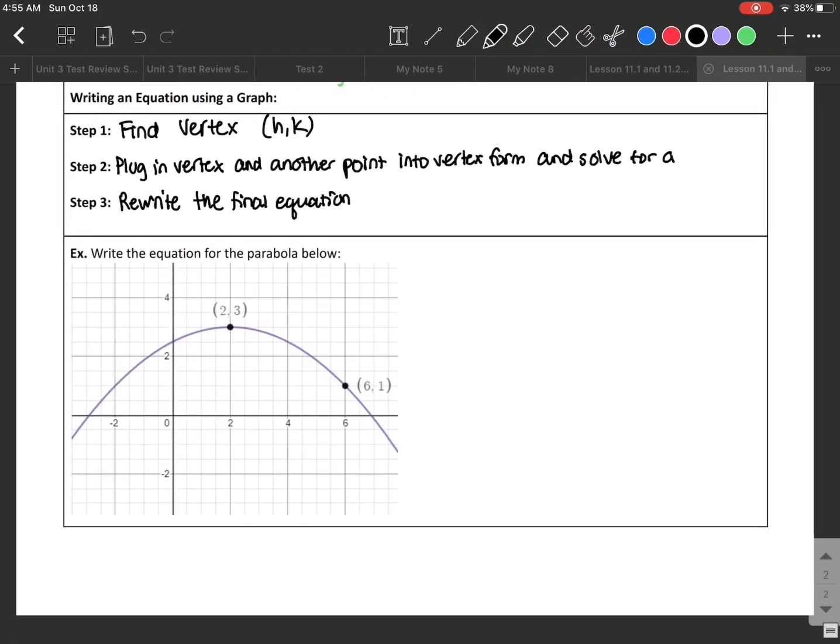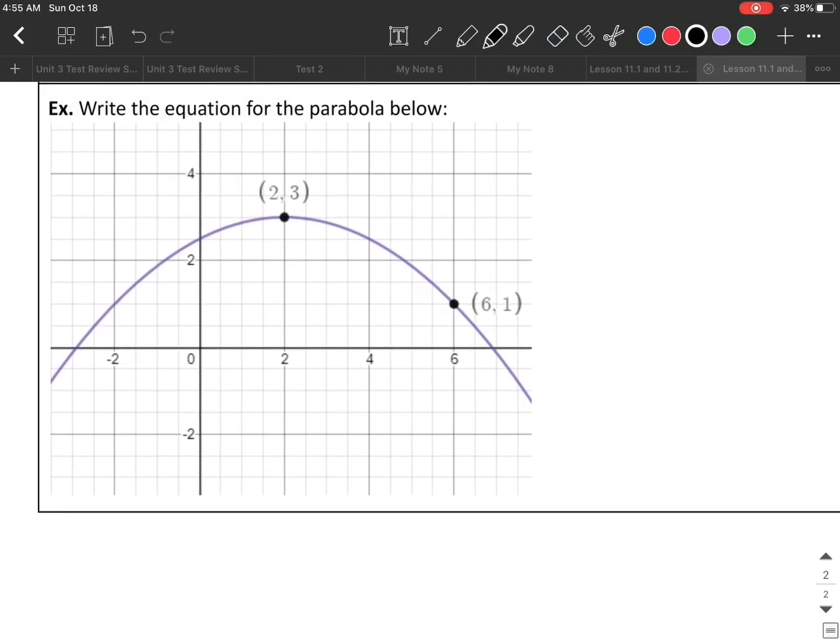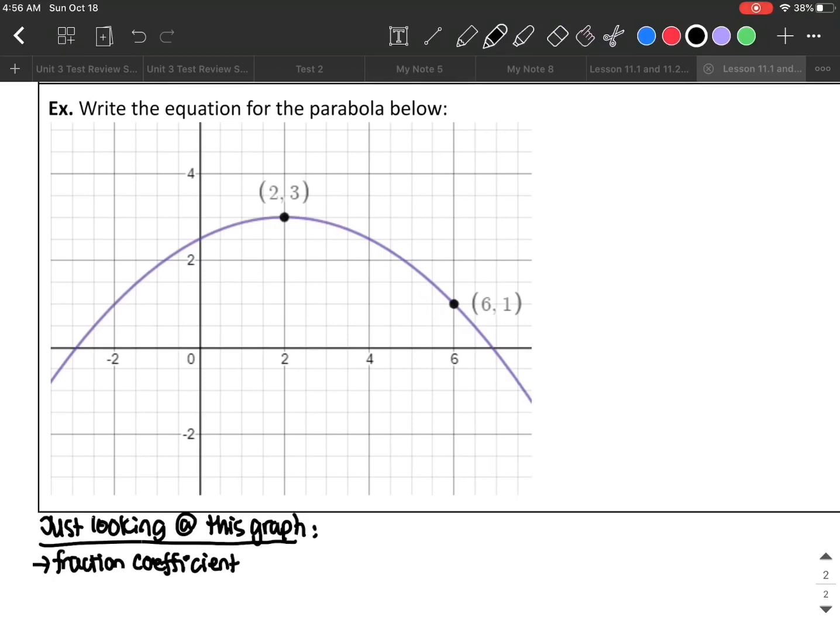All right, so looking at this graph, just looking at it, what do I notice? What do I know I'm going to have in my equation? Since this is really horizontally stretched, it's really wide, I know that I have a fraction coefficient, since I see a horizontal stretch.